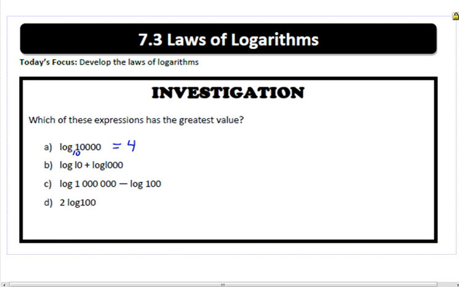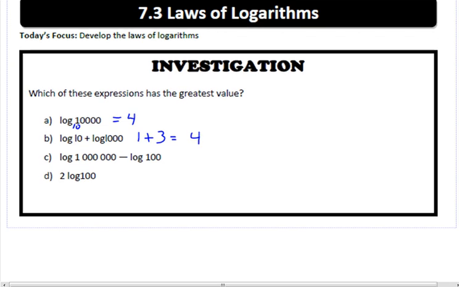So how about log 10? Okay, so log 10, 10 to the power of what equals 10? 1, plus 10 to the power of what equals 1,000? 3, so 1 plus 3 is also 4. Okay? How about the next guy?